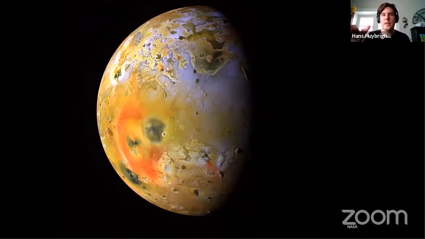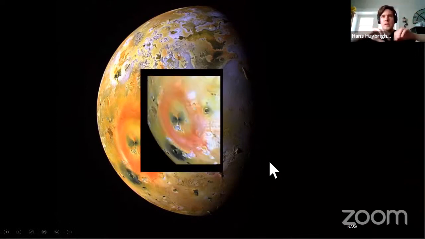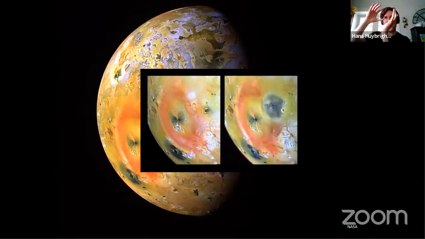For example, here we see one of the volcanoes. The volcano has erupted. It has made this red ring around it. And just a few months later, when we pictured it again, it looked like this. There was like this black blob on top of it. That's a second volcano that's erupting and painting over the first one. So all the time we see the surface of Io change between the eruptions.